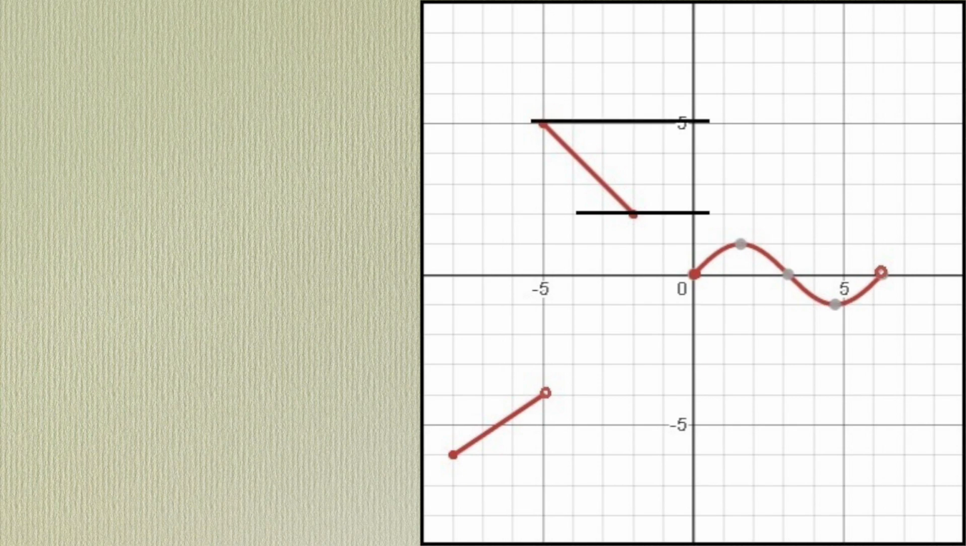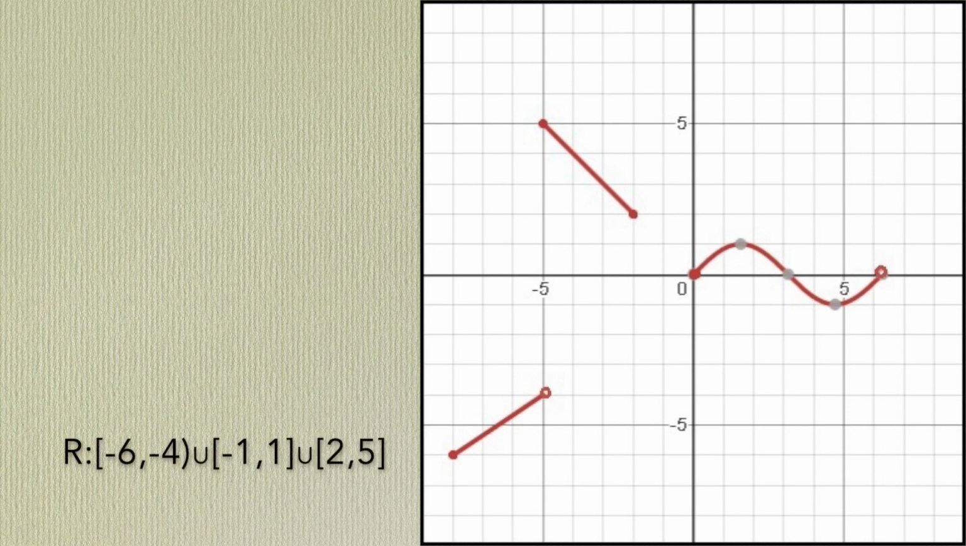Now on the third piece, the bottom of the third piece is at +2. And the top of the third piece is at +5. So there's 3 pieces to the range. So the range is going to be bracket -6, comma -4, close parentheses, union, bracket -1, comma 1, bracket, union, bracket 2, comma 5, bracket.